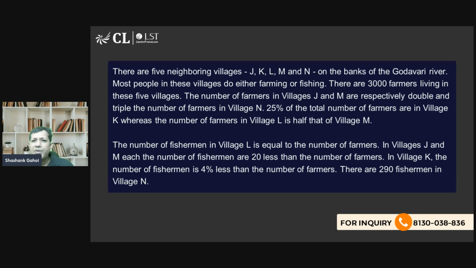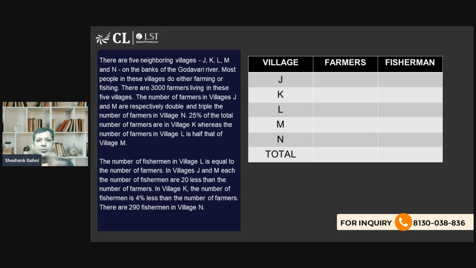Okay, so there are a lot of things that are given. So what I need to do, I need to make a table for this. Okay, so that is the table that is given to us, and we have drawn the table, and we are going to solve accordingly. Okay, so first it says there are 3,000 farmers. So total number of farmers I am going to take as 3,000.